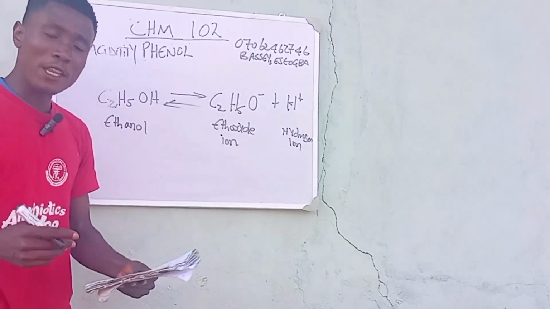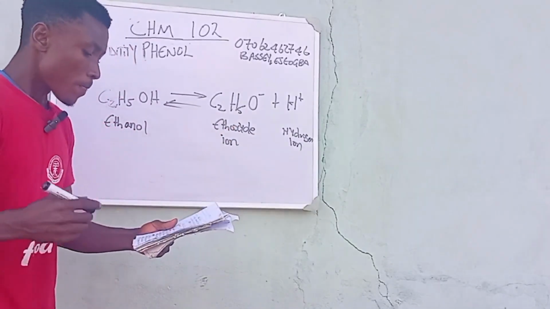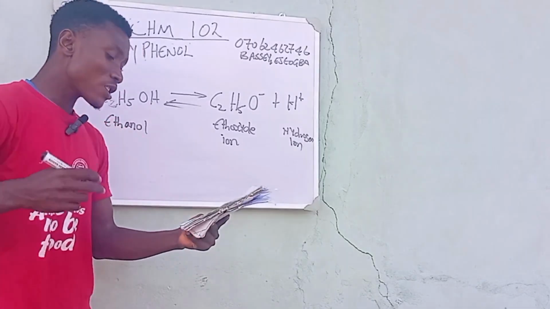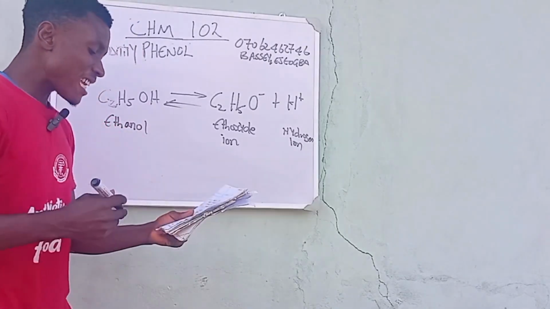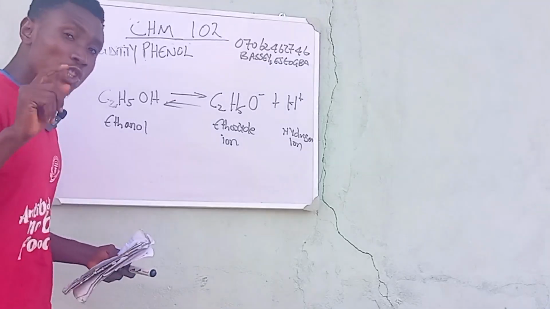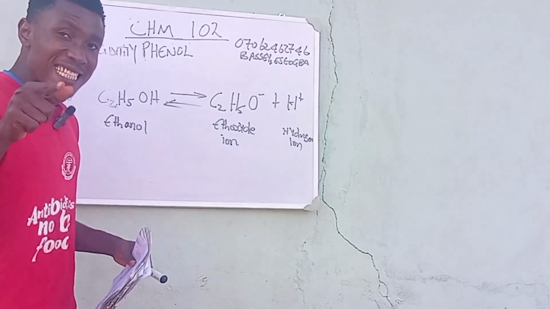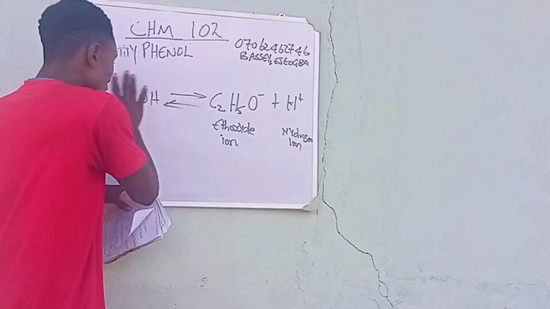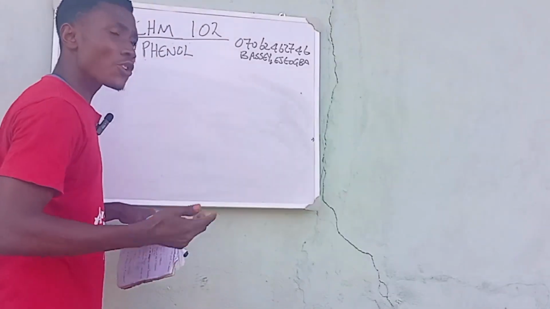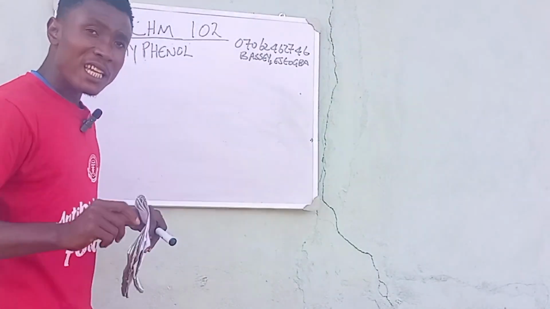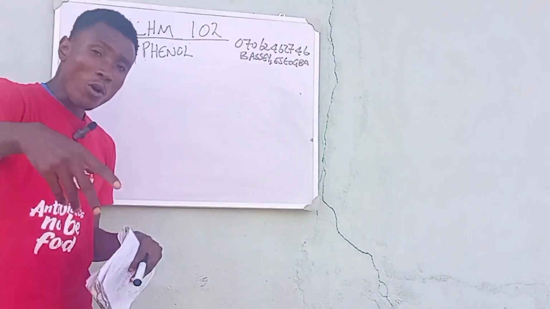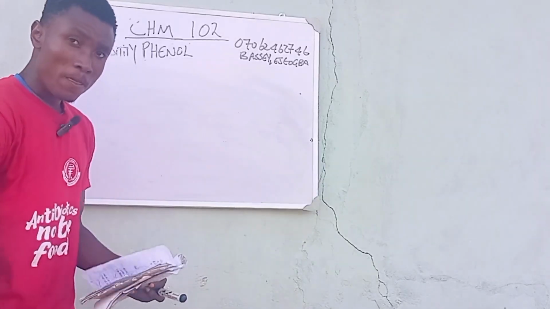But when it comes to phenol, it is not so. This is because the ionization of phenol is almost completely an irreversible reaction. Take note: the dissociation of phenol is an irreversible reaction, but the dissociation of alcohol is a reversible reaction.